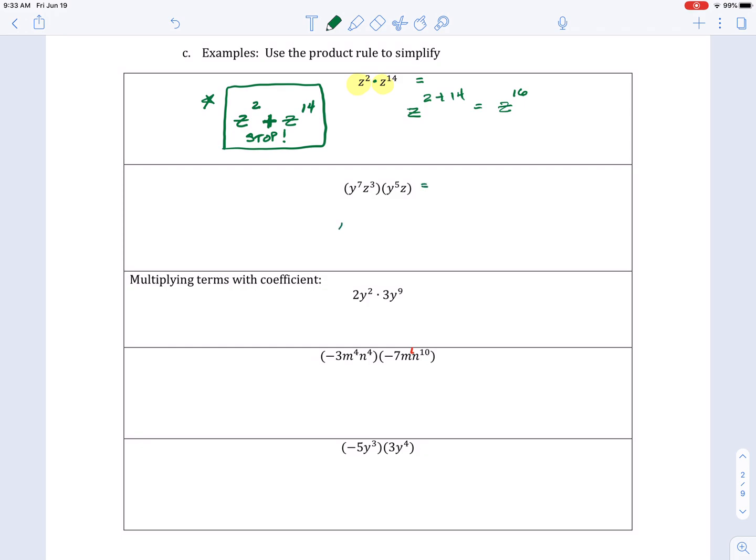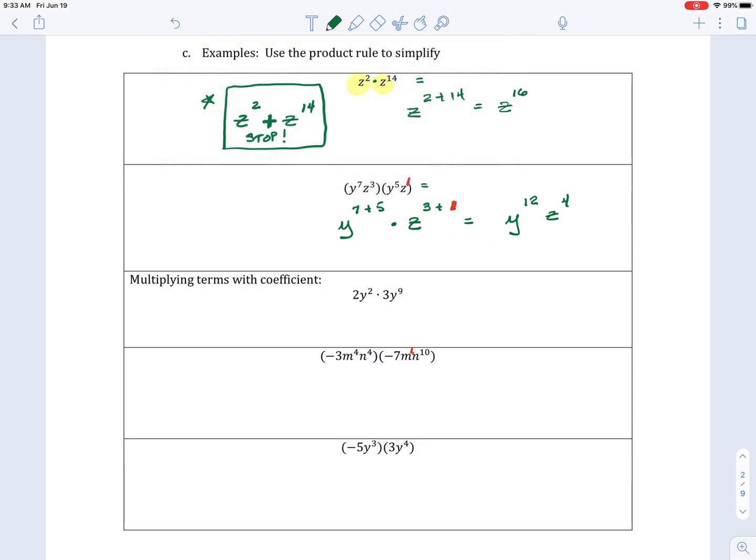All right, so let me take this y, and I see a 7 plus a 5. And then there's a like base z, so you see how I'm keeping things matched up according to base. And so I'm going to end up with a y to the 12th and a z to the 4th. And again, just as a reminder, this z did not have a power on it, so we understand that power to be 1.